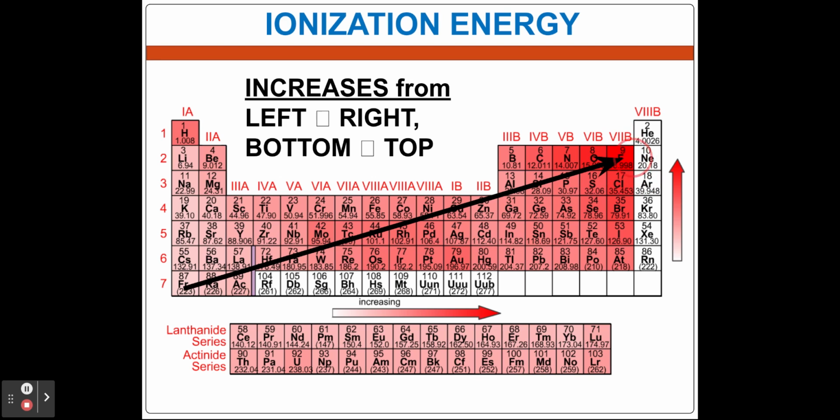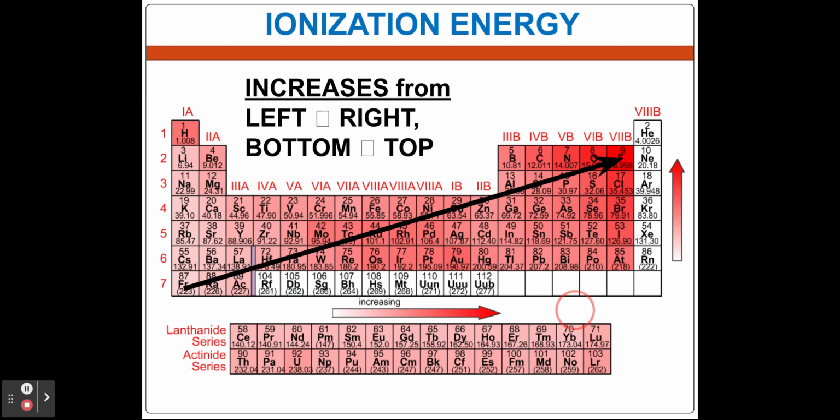So fluorine is the most electronegative, while francium is the least electronegative. I'm sorry, we're talking about ionization energy. So again, fluorine is going to have the highest ionization energy, and francium is going to have the lowest ionization energy. And again, remember, the ionization energy is the amount of energy it takes to remove the electron from the valence shell and make an ion.